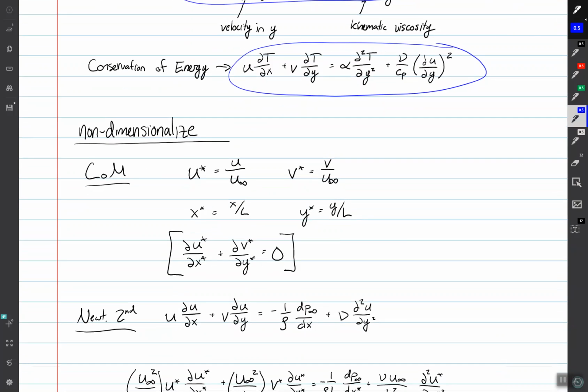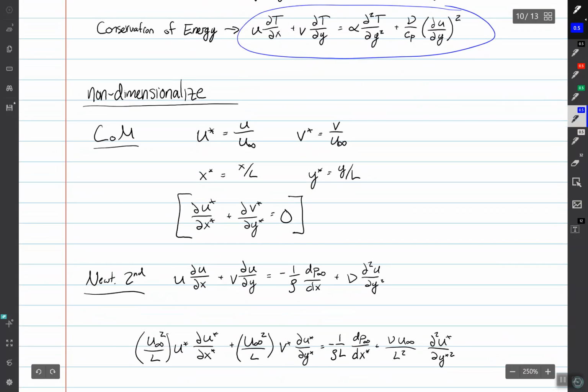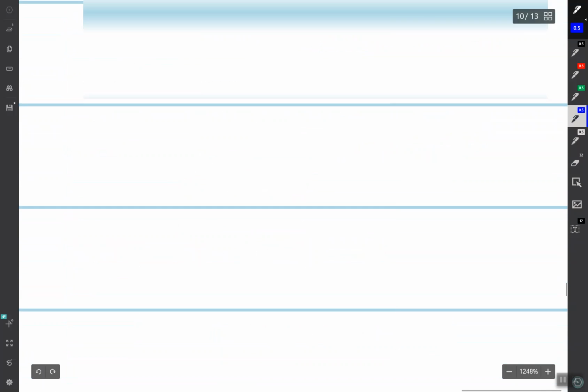Let's non-dimensionalize these and see what groupings of variables are important. So if we non-dimensionalize conservation of mass, this is the free stream velocity. And this is the characteristic length L, or in this example, the length along the plate.